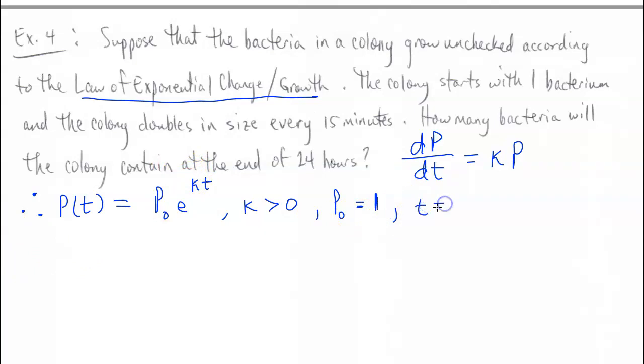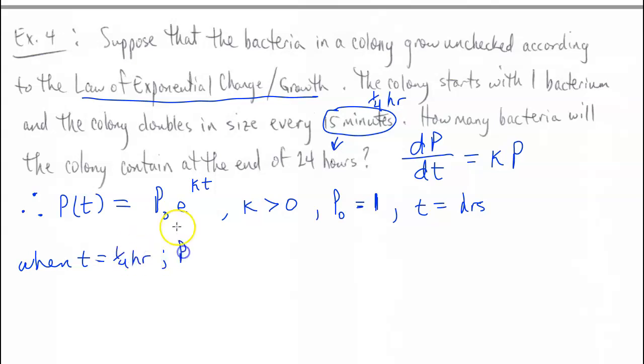Here, I'm going to define time in terms of hours. I'm doing that because I have to figure out how many bacteria will be in the colony in 24 hours. So what that means is that 15 minutes is 1/4 of an hour, so I'm going to refer to minutes in terms of hours here. So when t is equal to 1/4 of an hour, we know that the population is going to be 1/2 of what it originally was, which in this case was just 1. Oh, sorry, I'm doing 1/2. That should be double.